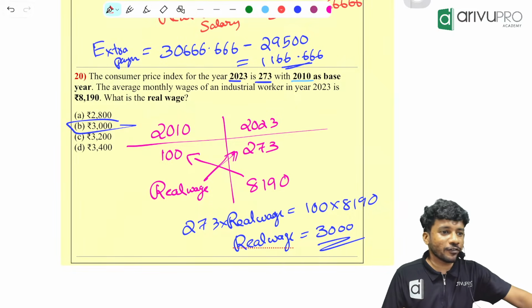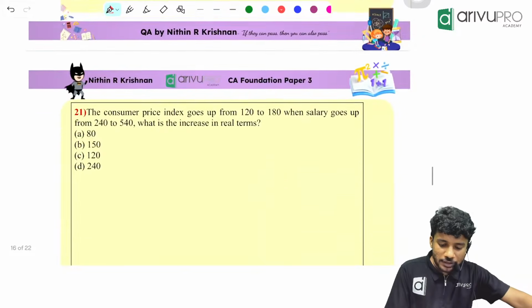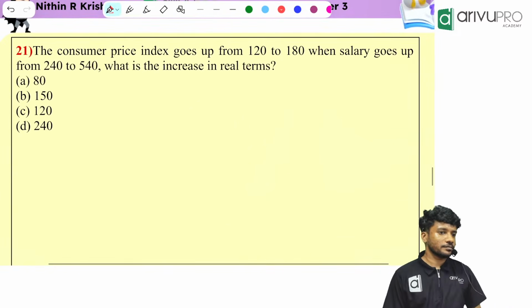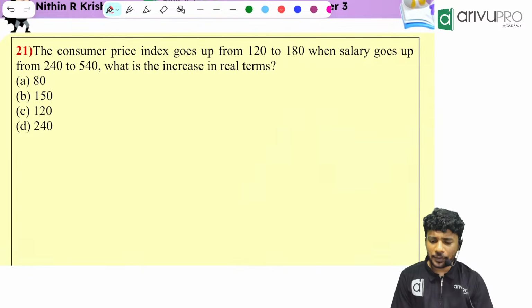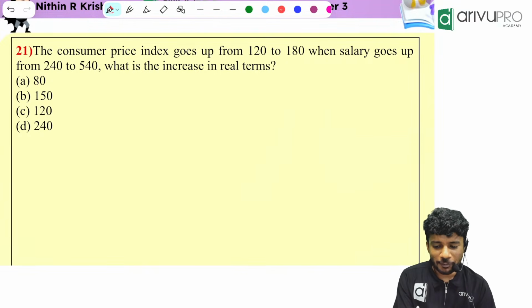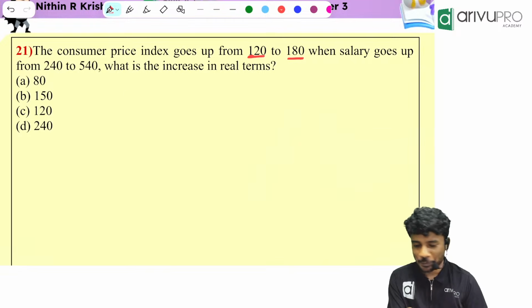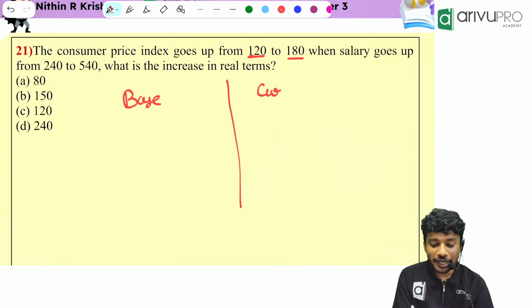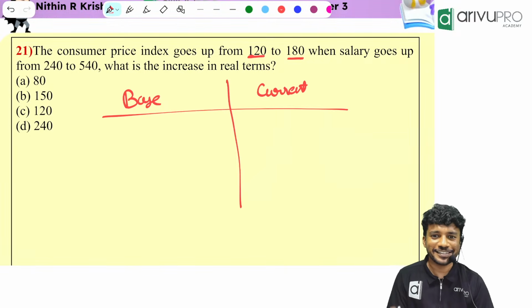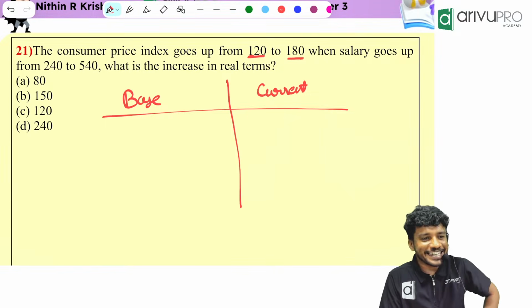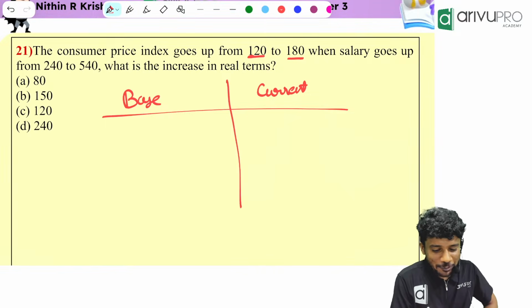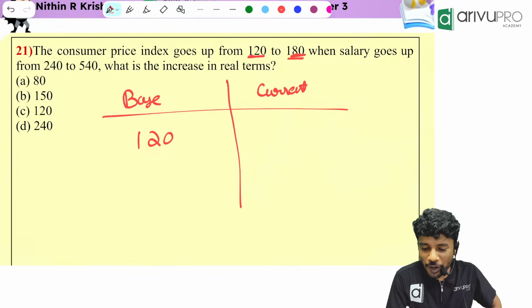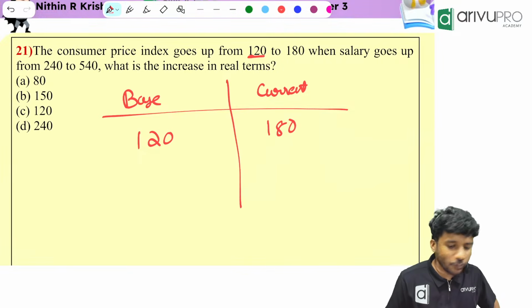Pakka, can we go for the next one? Next one is, try to solve this. Consumer price index goes up from 120 to 180. Base is there, current year is there. Now current went up here, correct? Then base year index was how much? 120. It became how much, people? 180. So two indexes are there, 120 and 180.